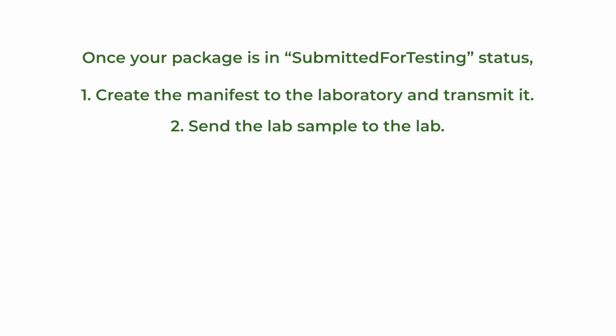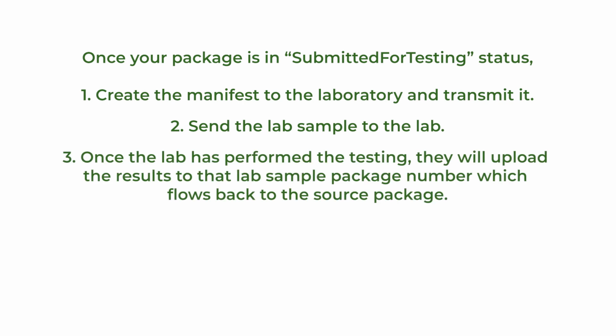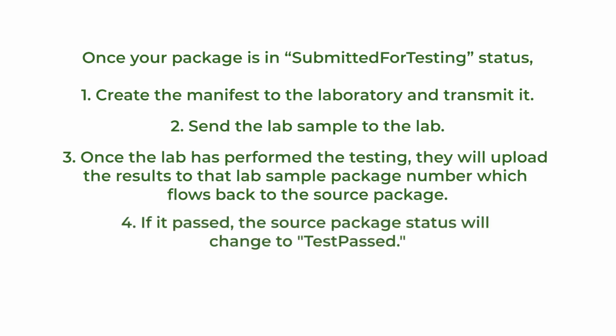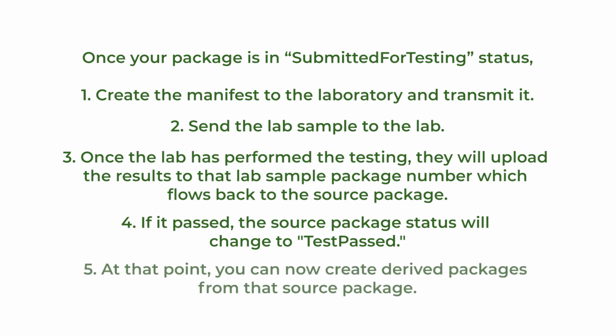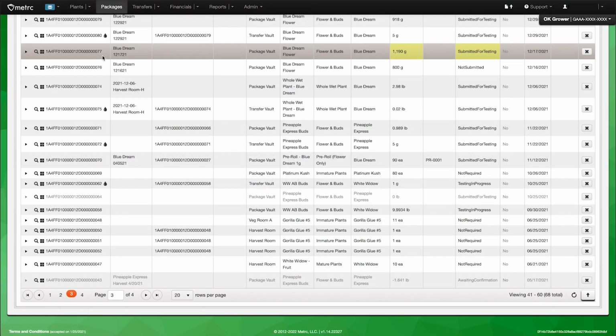All of that will be tracked within Metrc so that you will know at any one point in time where that sample is. And then once the laboratory has performed its testing, they'll upload those results to that lab sample package number, which will in turn flow back to this package number. And assuming that the testing has passed, this will change from submitted for testing to test pass status, and you are now free to create any derived package from package 77, and the testing associated with 77 will flow to that package. Anything done not in that order is most likely going to end up with testing not associated with the package you wish it to be associated with.